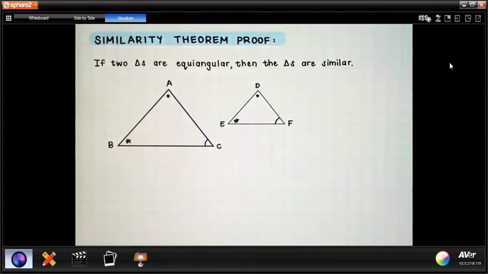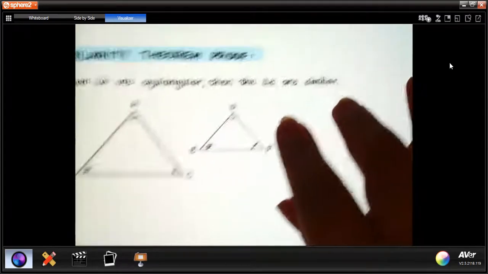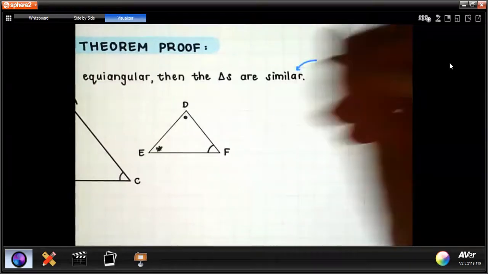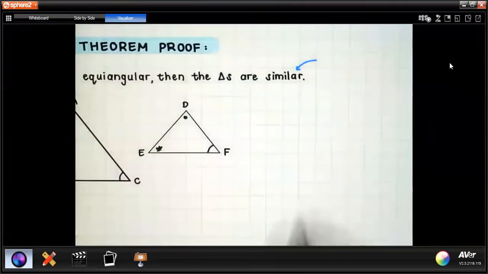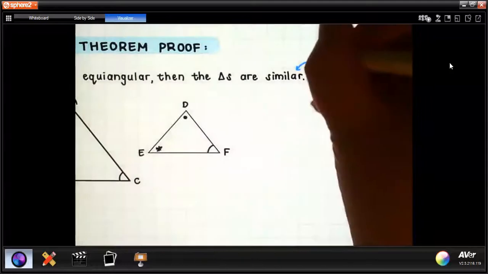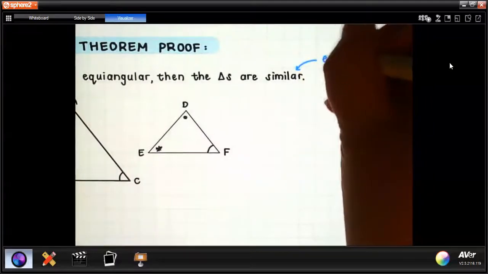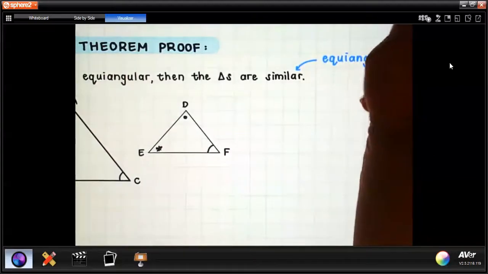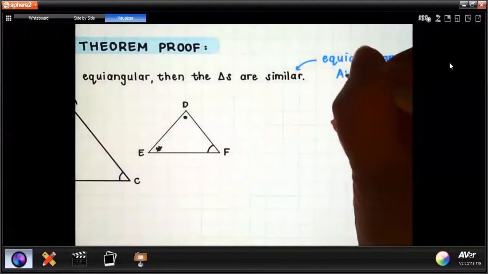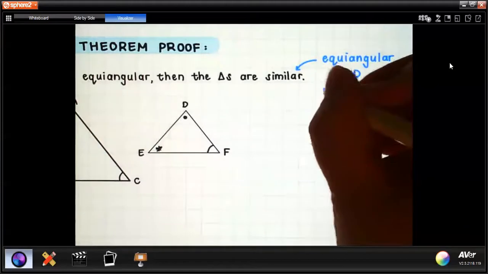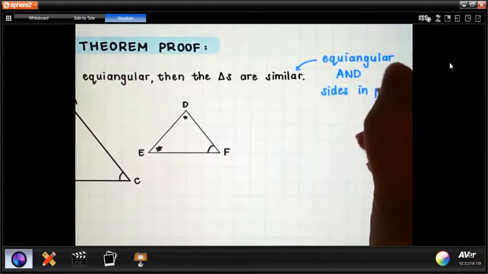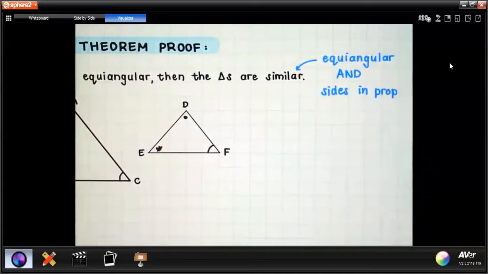But what the definition of similar triangles actually entails here is that if two triangles are similar, they are both equiangular and their sides are in proportion. That's actually what the definition of similar triangles states.